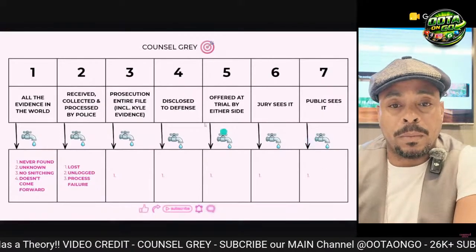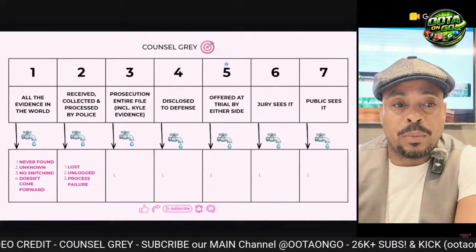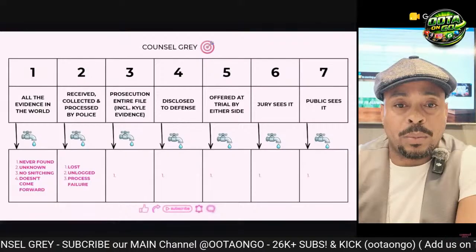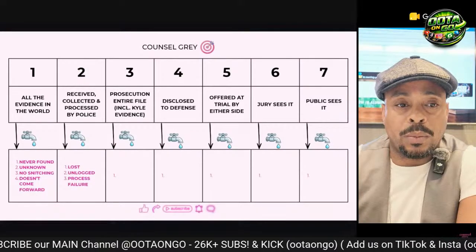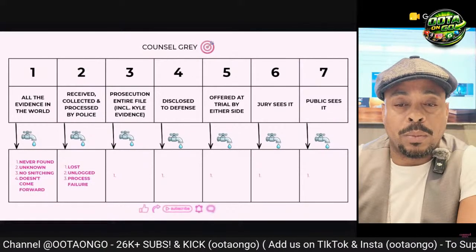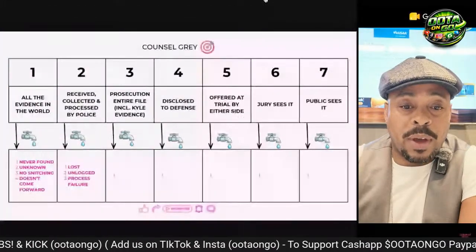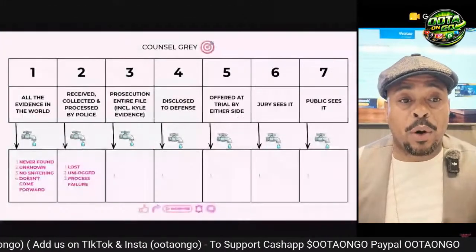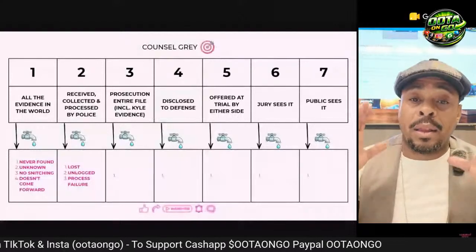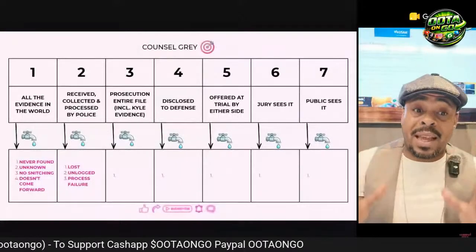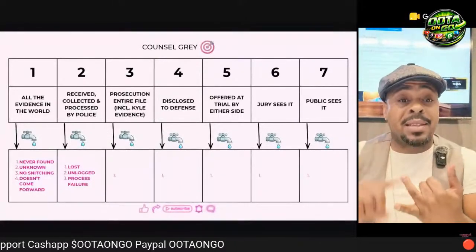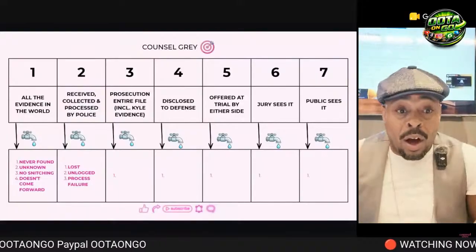Okay, so here's the second thing, right? So when we talk about evidence that is actually received and collected and processed, we still lose some of that evidence. So this is the second section that we're going through, the evidence that's collected by the police. Now, this is where mistakes can happen. Evidence can be misplaced, mislabeled, or never logged correctly.